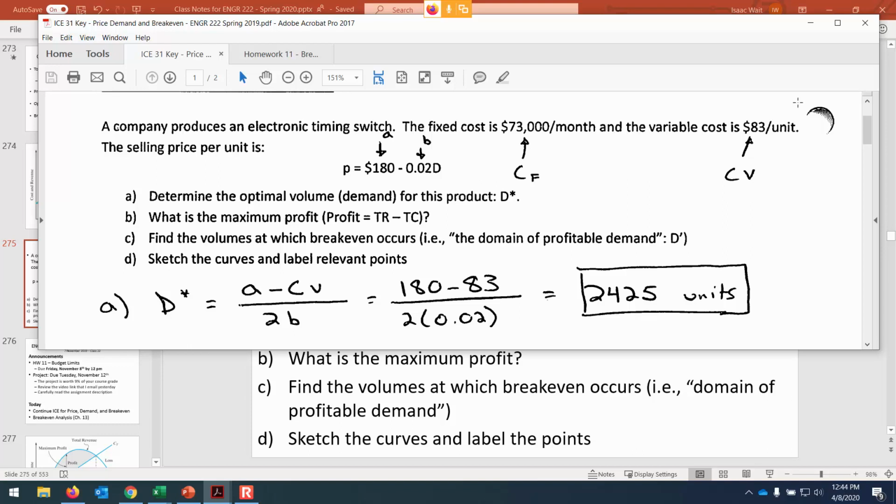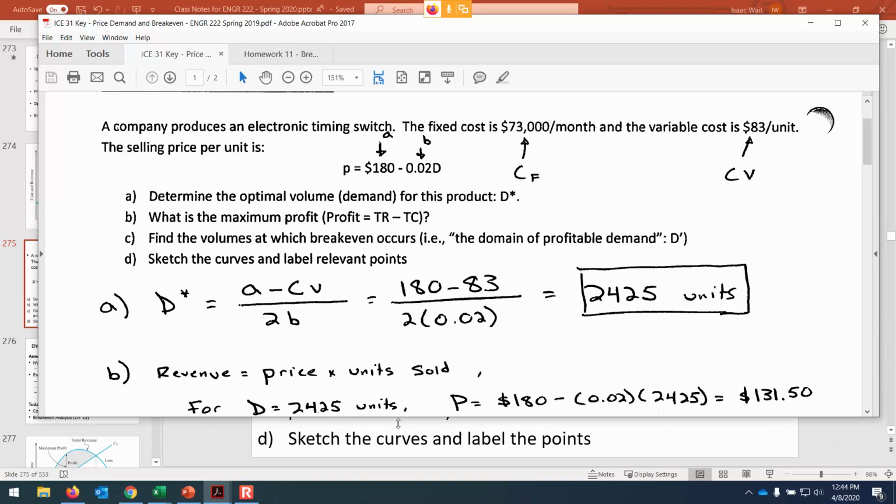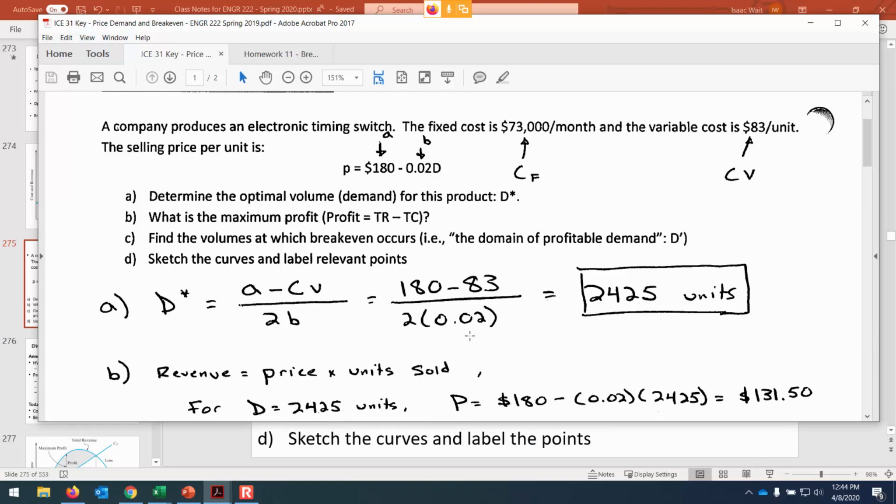So in part B, it's asking what's the maximum profit, and profit is revenue minus the costs. So the first thing we can do is find out what price we should charge. And in order to sell 2425 units, that means you should set the selling price for this timing switch at $131.50.